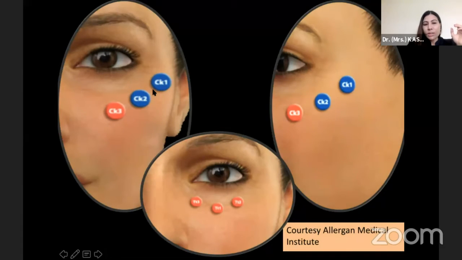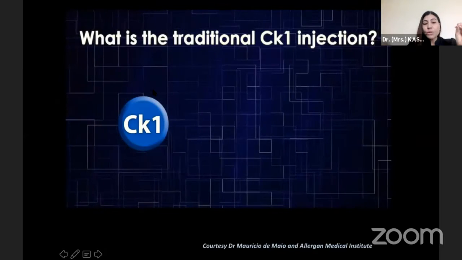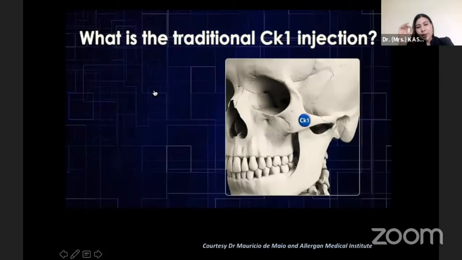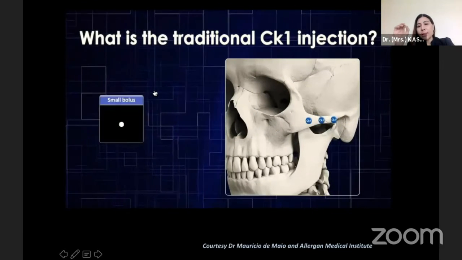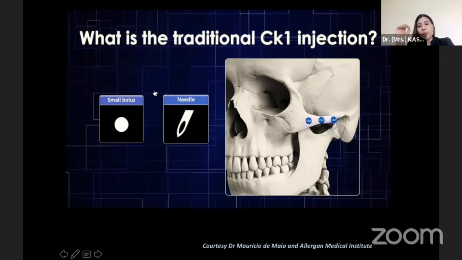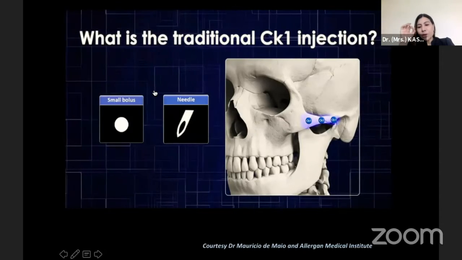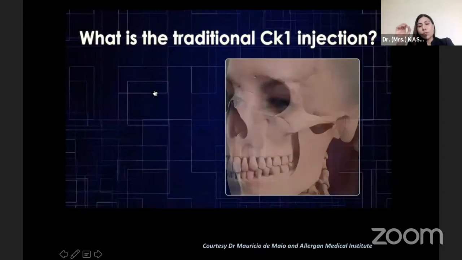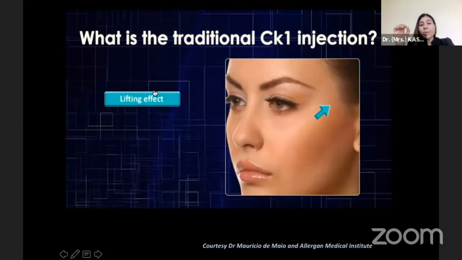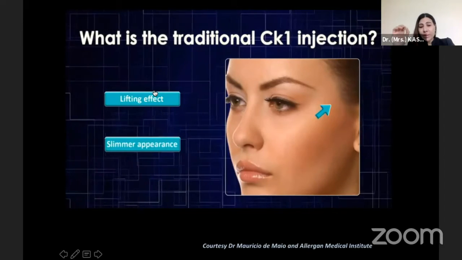You need to touch the CK1, CK2, and the CK3. So what is the CK1 point? The CK1 point is a point on the zygomatic arch. This is a very important point because if you touch this point, which is also known as the G point by the plastic surgeons, it really gives a good lifting effect.